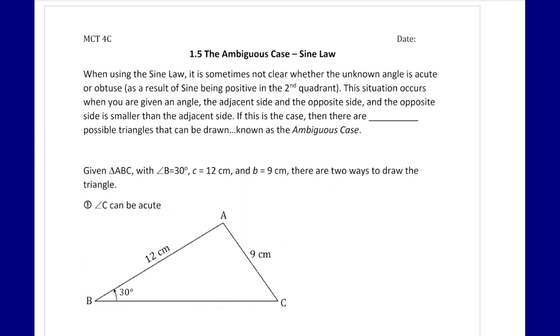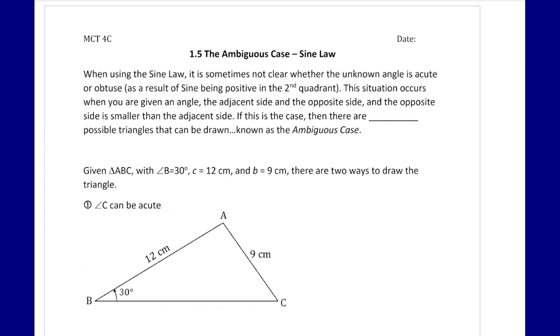And the reason that we have two possible angles is because of the CAST rule. We know that there can be a ratio for sine that gives us two possible angles, one in the first quadrant and one in the second quadrant, or an acute and an obtuse angle.